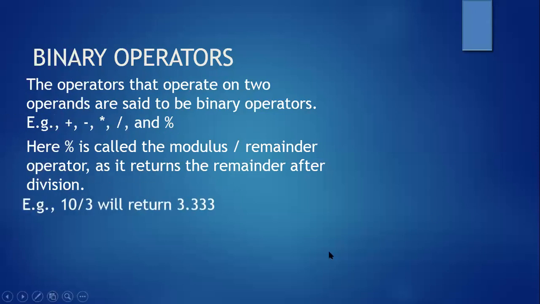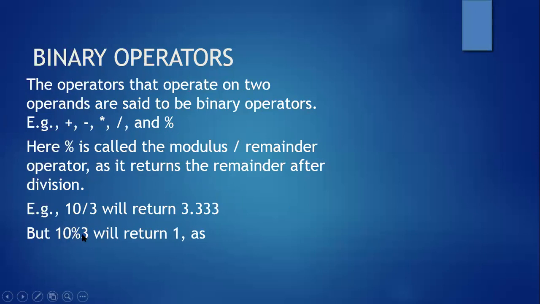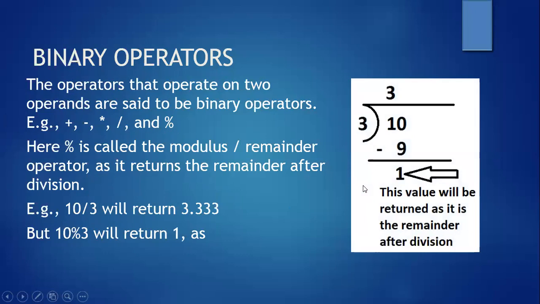Look at this example. Now, 10 divided by 3. What will be the answer? 10 divided by 3 will return 3.33. Why? Because that's how you get the answer when you divide 10 by 3. This is your quotient. Now what will be the remainder? If I use 10 modulo 3, it will return 1. How will it return 1? Try to understand.